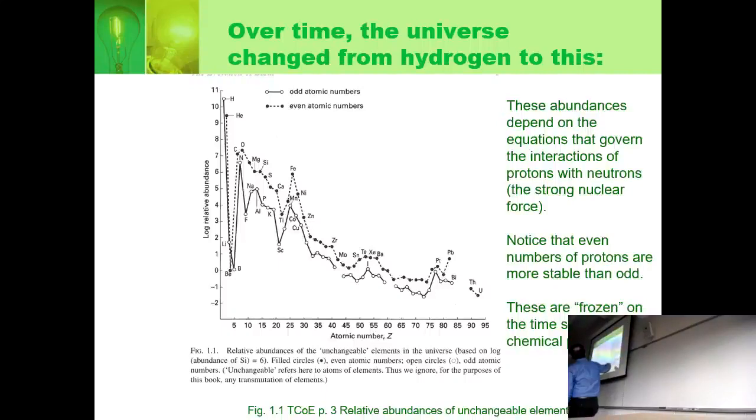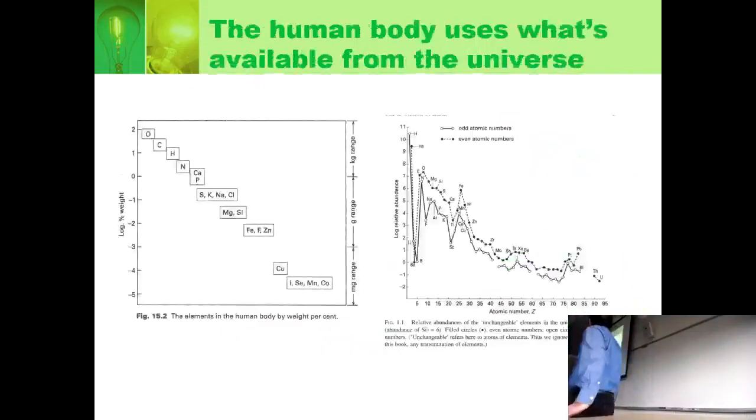But the whole thing is, as you get bigger in atomic number, you roughly go down as far as abundance in the universe. And this is another R.J.P. Williams figure, and it shows the most abundant elements in the human body. And if you look at this, it's not exactly the same.